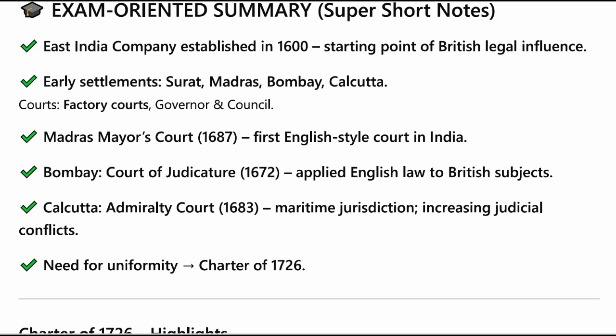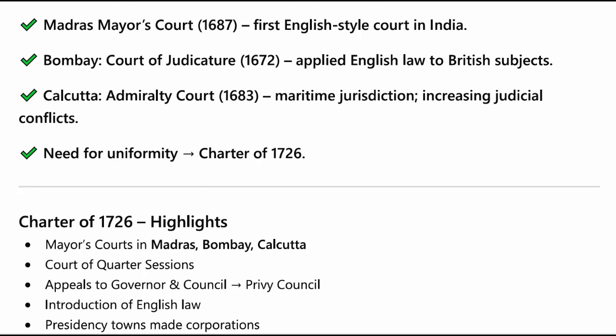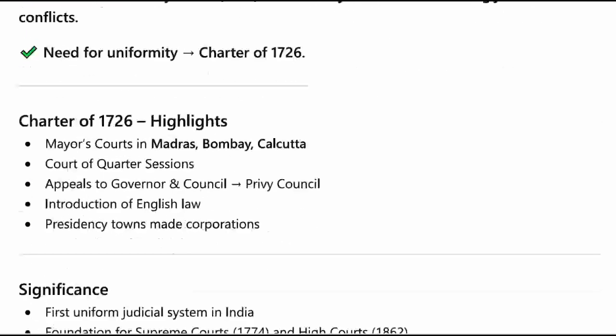It applied English law to British subjects. Calcutta had Admiralty Court set up in 1683, which handled maritime jurisdiction, and this Admiralty Court was set up due to increasing judicial conflicts in the town. Also, there was a need for uniformity, which led to the Charter of 1726.